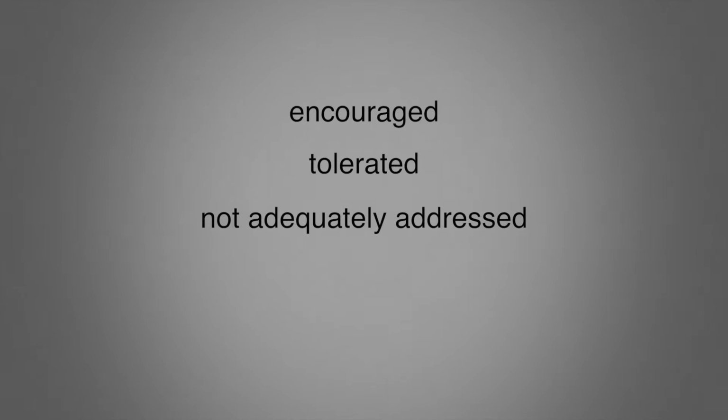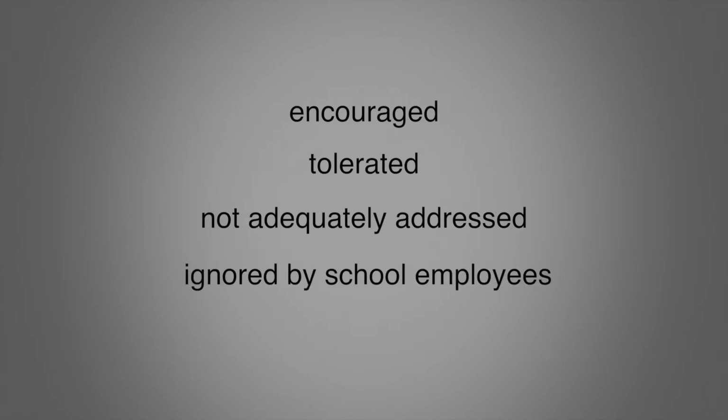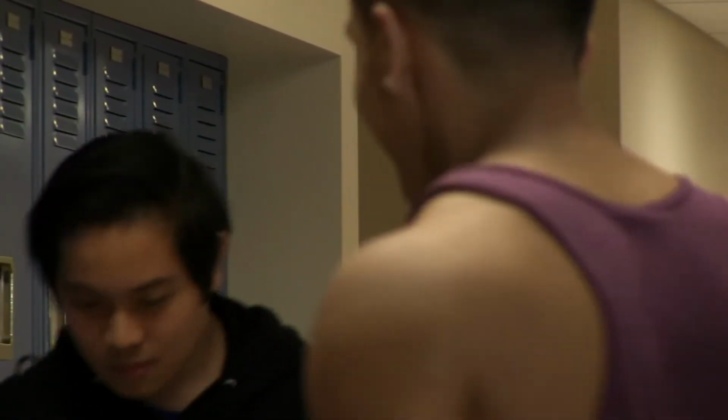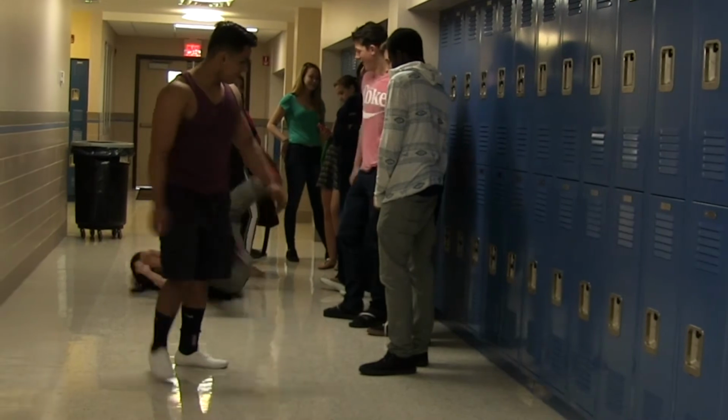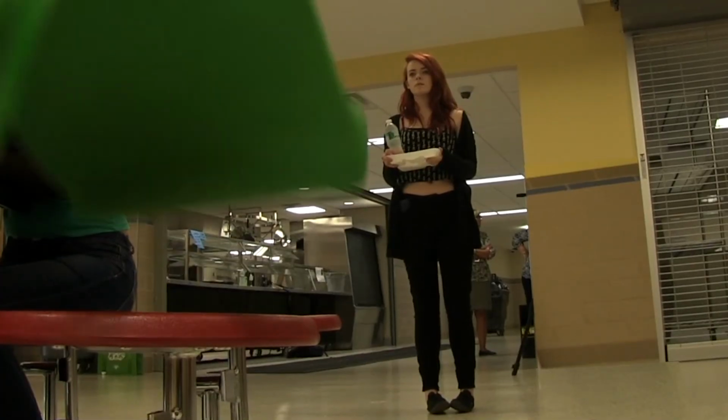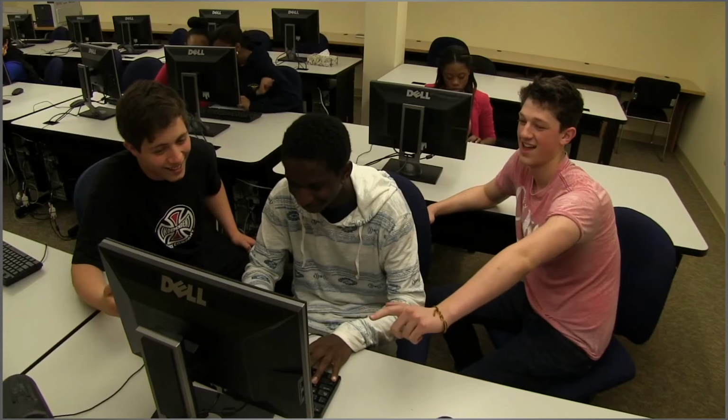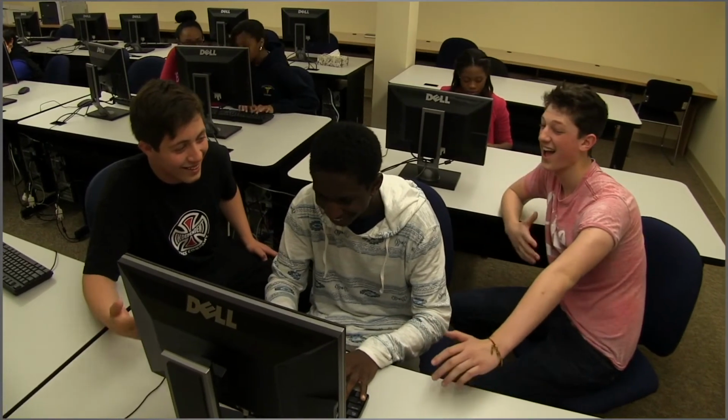School districts may violate the civil rights of students when peer harassment is either encouraged, tolerated, not adequately addressed, or ignored by school employees. Schools are liable when harassment is so sufficiently severe, pervasive, or persistent that it interferes with a student's ability to participate in or benefit from the services, activities, or opportunities offered by a school.